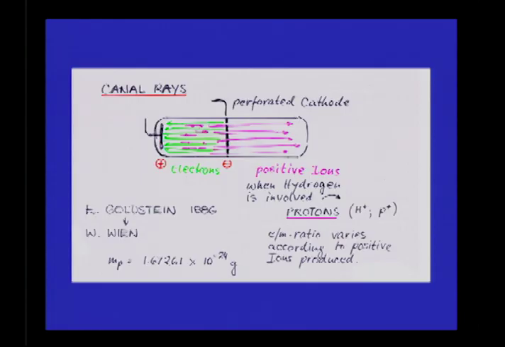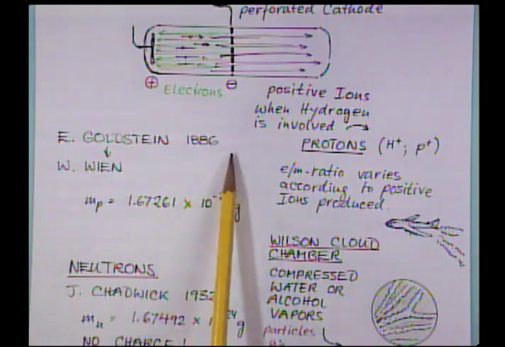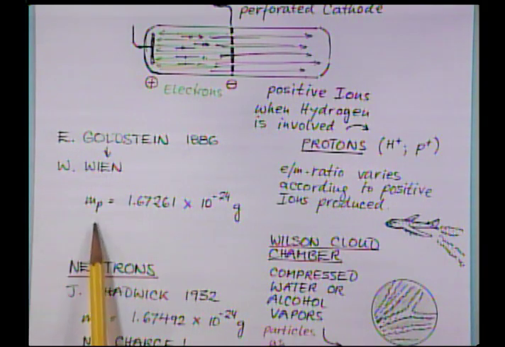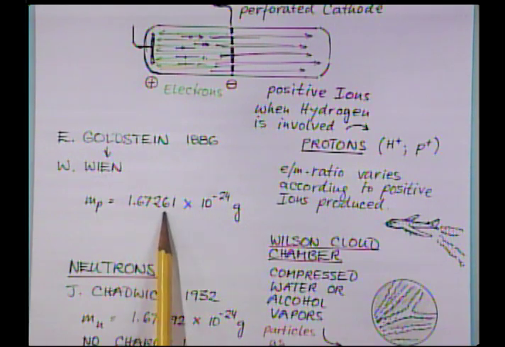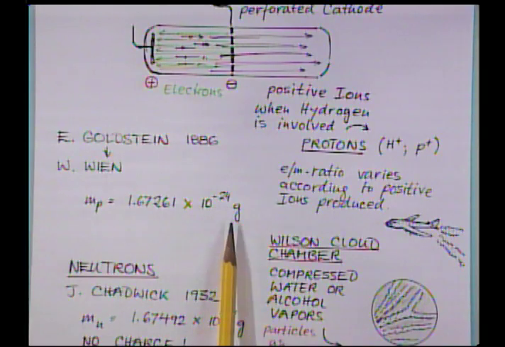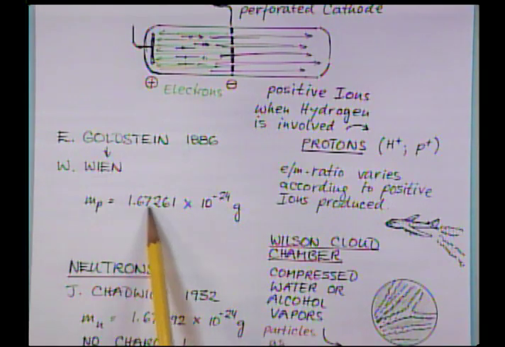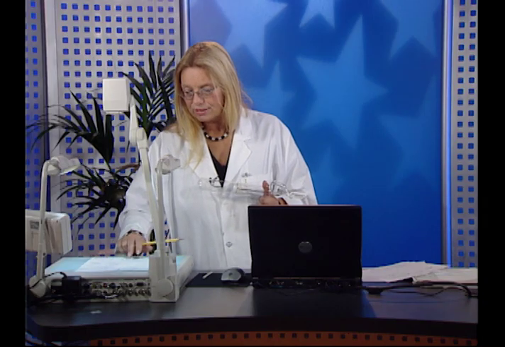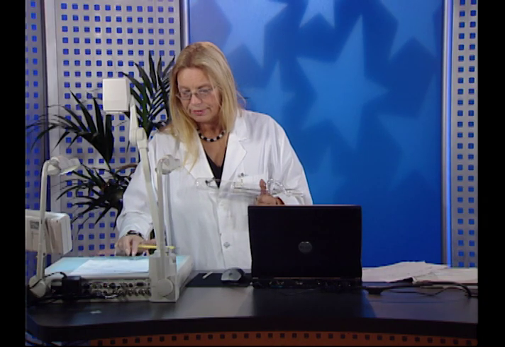This canal ray experiment was carried out by Goldstein and Wien. So in 1886, they found out the mass of the proton with the help of these experiments. It was 1.67261 times 10 to the negative 24 grams. So we got that. And now, last not least, we're looking for the neutron.